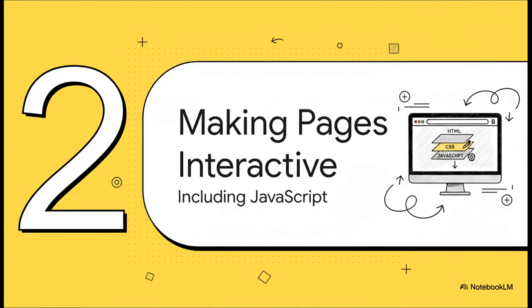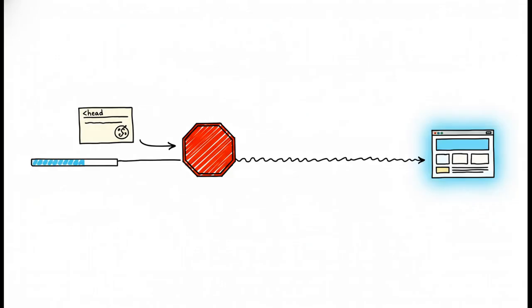So, we've dressed our page up, but it's still pretty static. Now let's make it interactive. This is the job of JavaScript, the third core technology of the web. It's the language that adds behavior and response to what the user does. But where you put your JavaScript matters a ton for performance.